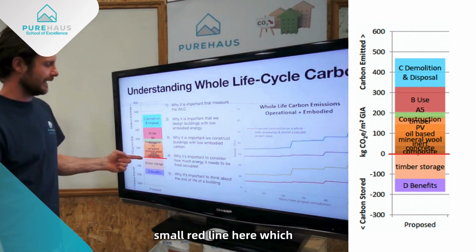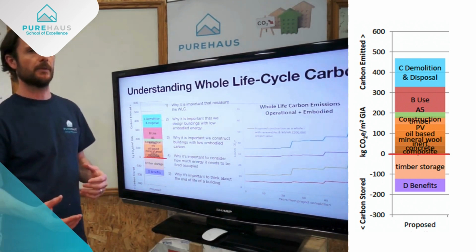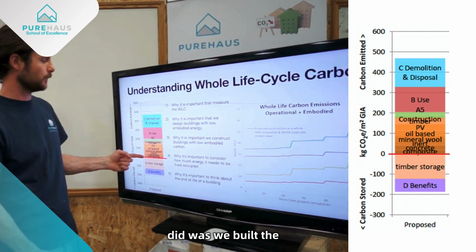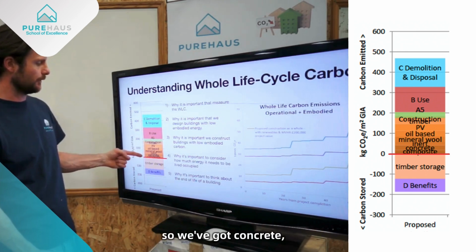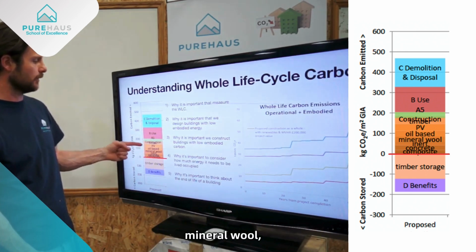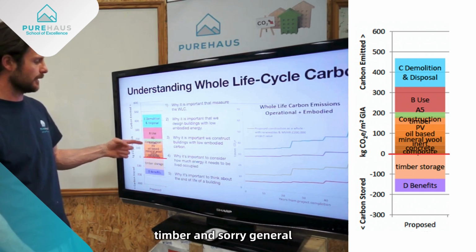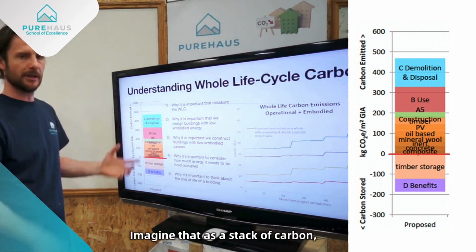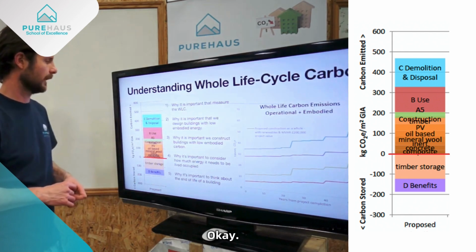There's a small red line here which is indicating the 0. Each time we do something, we're adding energy, okay? So first thing that we did was we built the buildings. These are all the materials. So we've got concrete, mineral wool, oil-based materials, plastic materials, timber, general construction materials. So they're adding up. Imagine that as a stack of carbon. That's how much carbon is going into this building, okay?